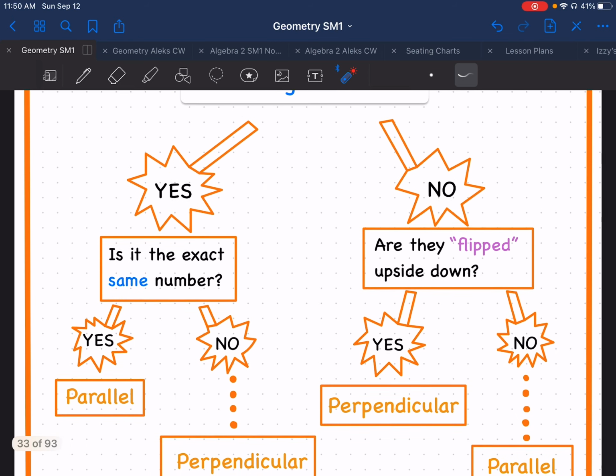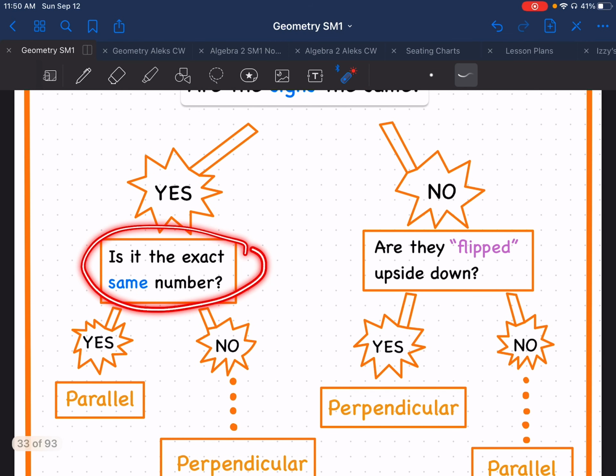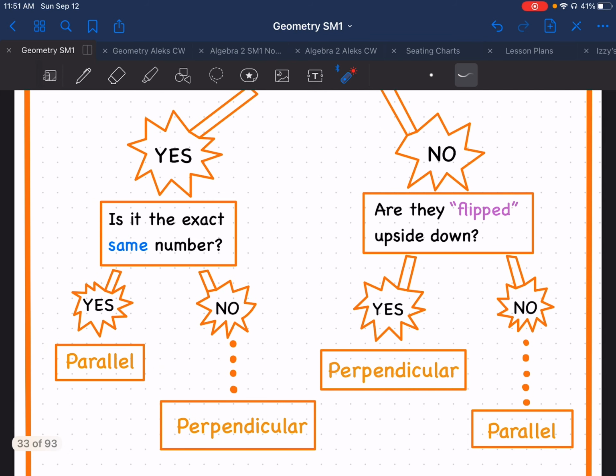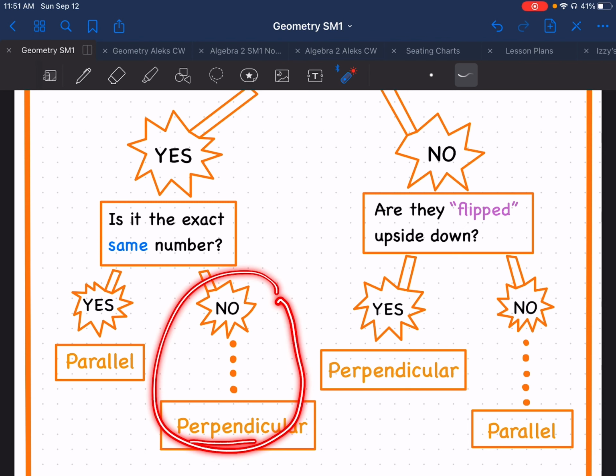When I say yes, is it the exact same number? So they could both be positive or they could both be negative, but 2 and 2 are the same number. 2 and 3 are not. So we need to answer that question. Are they the same number? Yes, then we are parallel. No, then we're going to say maybe they're perpendicular. Maybe we made a mistake.